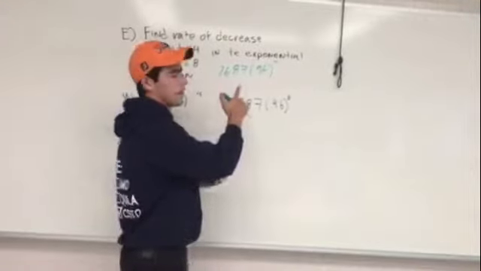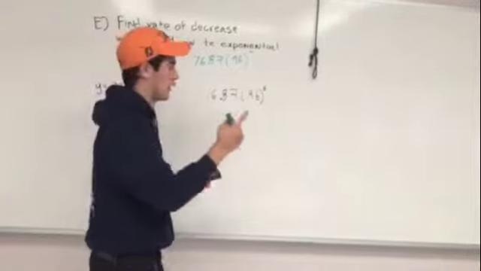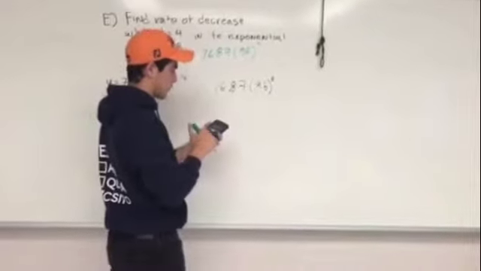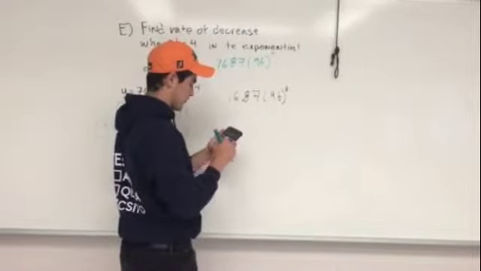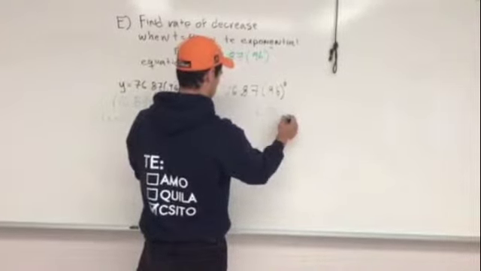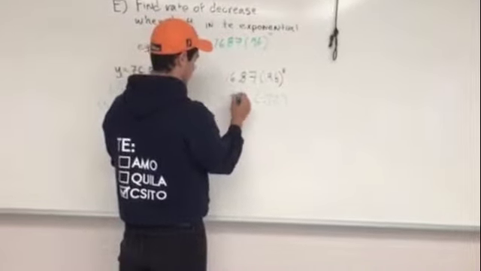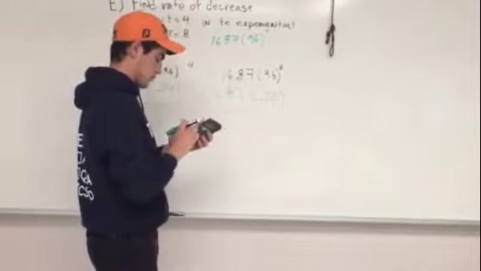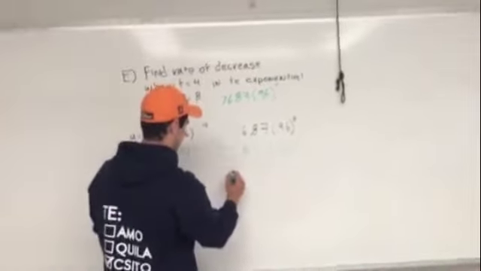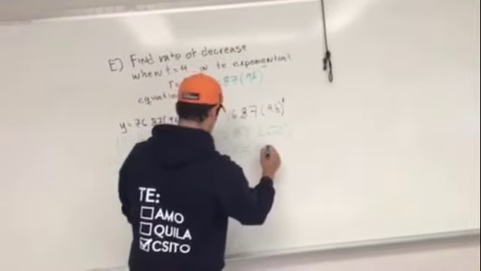Then we do t equals 8, which is 0.96 elevated to the 8th power. I'm going to do the same: 0.96 elevated to the 8th power gives us 0.72, times 76.87, which is going to give us a rate of decrease of 55.45.